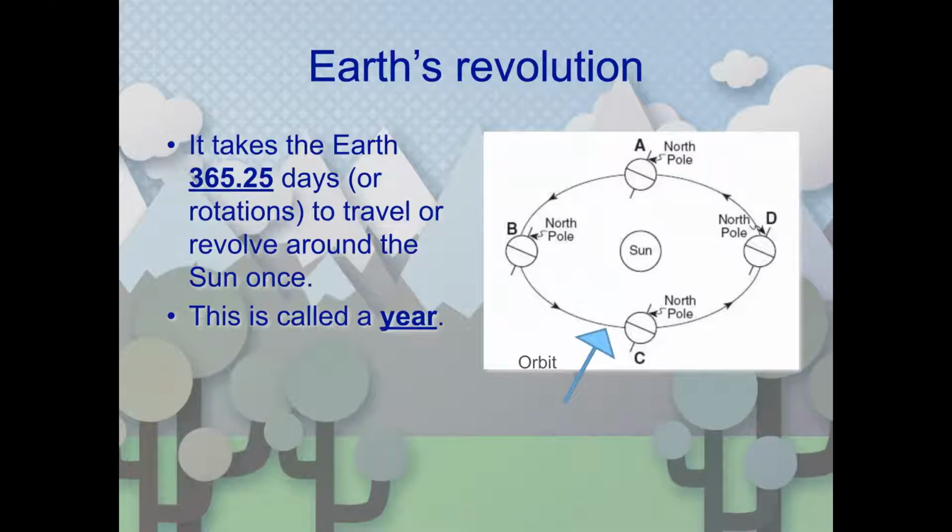Now, basically, you're familiar with 365 days being a year. But if you look, we have a little bit left over, don't we? 0.25, which is equivalent to 1/4 of a day. And you know, eventually that adds up.